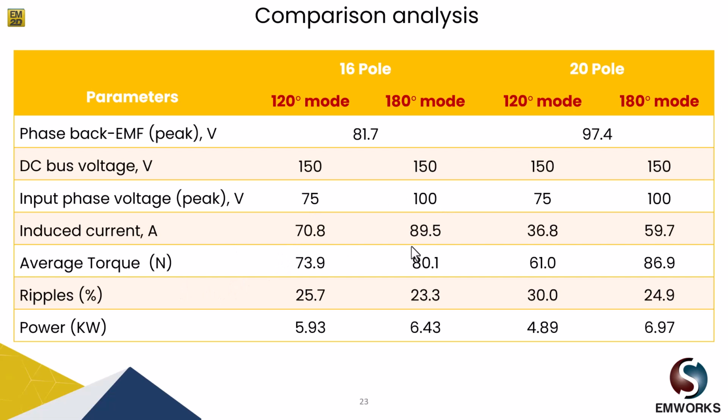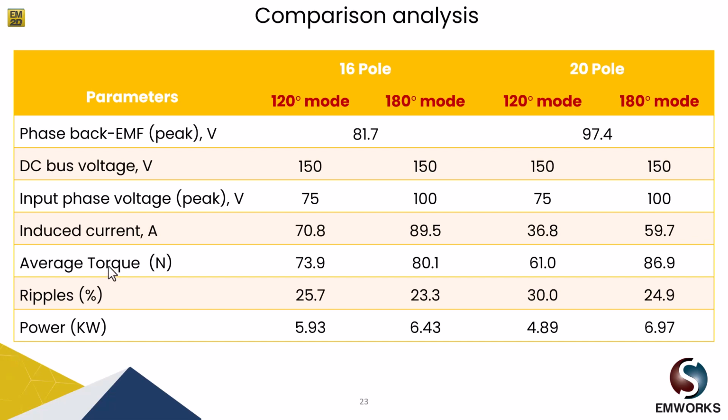The induced current was higher, obviously, from 17.8 amperes to 89.5 amperes, and a similar pattern was observed in the 20 pole design. But it's interesting to note here that we see a different magnitude of the induced current in case of 20 pole and 16 pole. The main reason is that for the 20 pole design the winding configuration is not the same as 16 pole, and therefore, due to the difference in phase resistance, the induced current magnitudes are also different in both designs.